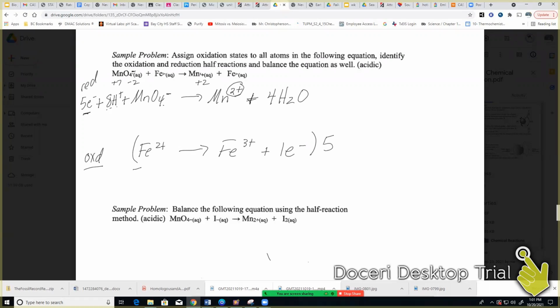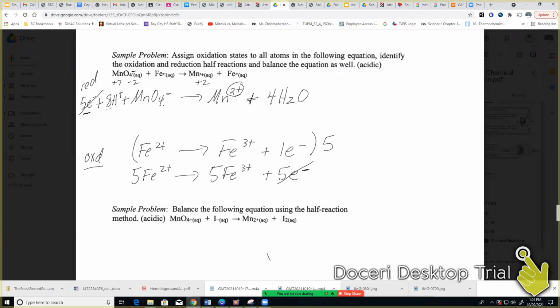So I'm going to multiply this equation by 5 so I can get my electrons to be equal. So I end up with 5Fe2+ gives me 5Fe3+ plus 5 electrons. All right, are we good there? Now we're going to cancel out our electrons because remember, even though I have this separated into equations, it's really 1. So if I have 5 electrons on my reactant side and 5 electrons on my product side, I can cancel those out.